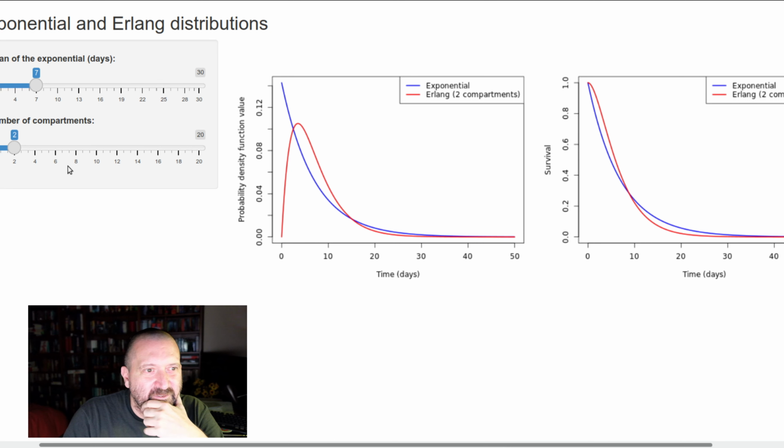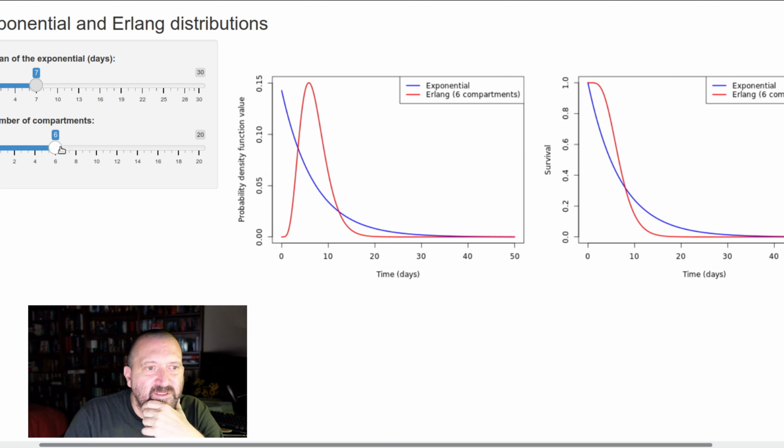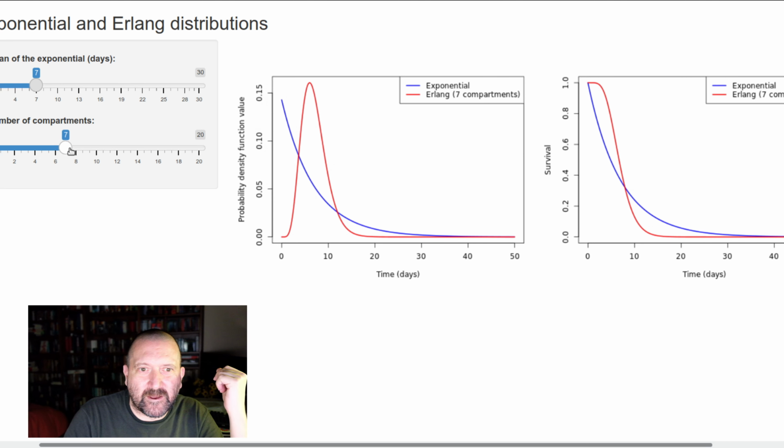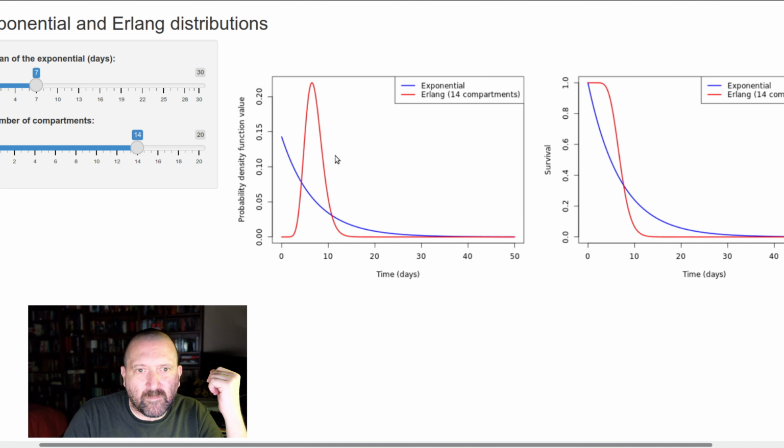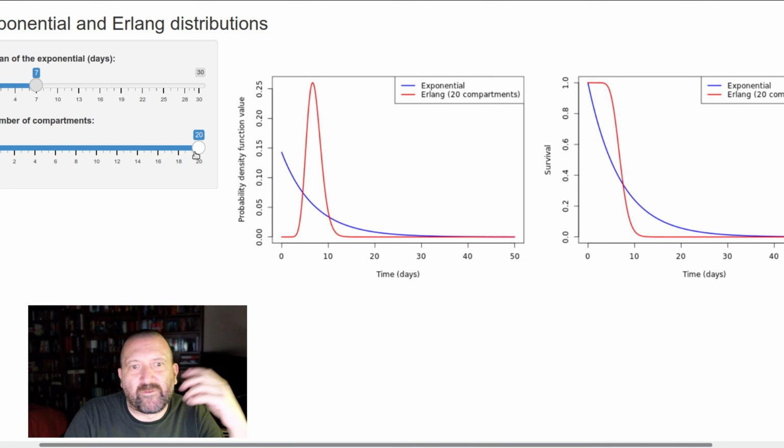Here I'm showing you the probability density function and the survival function. What I want to stress is that when I increase the number of compartments, which is the shape parameter of the Erlang, you can see that the function moves more and more to the right, and survival stays quite high for longer and then drops down to a much lower value faster. That's what I get if I'm using 20 compartments, for example.